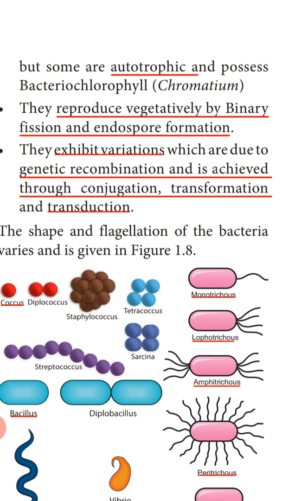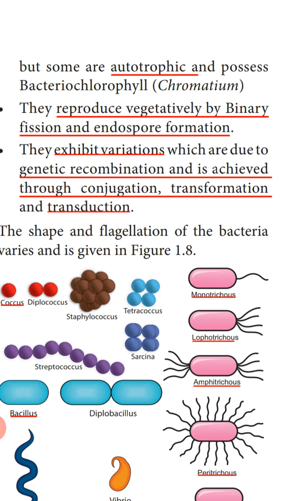The next feature about bacteria is that they exhibit variation. Variation means differences. How do these differences take place? Through genetic recombination. This genetic recombination takes place either through conjugation, transformation or transduction. We will study all this in detail. Conjugation is the transfer of genetic material from one bacterium to another. Next, transformation, changing of the form. Transduction, it is the induced type.